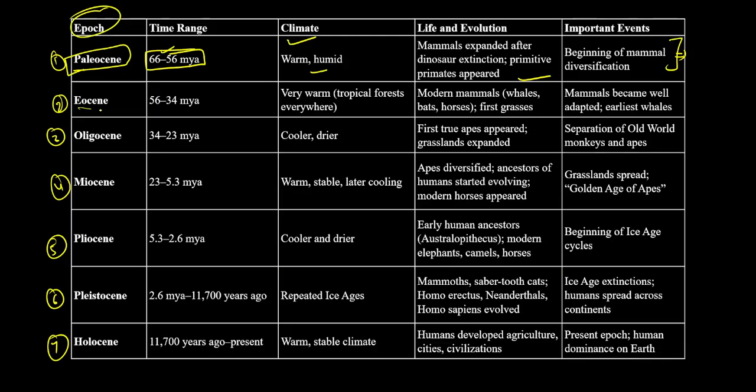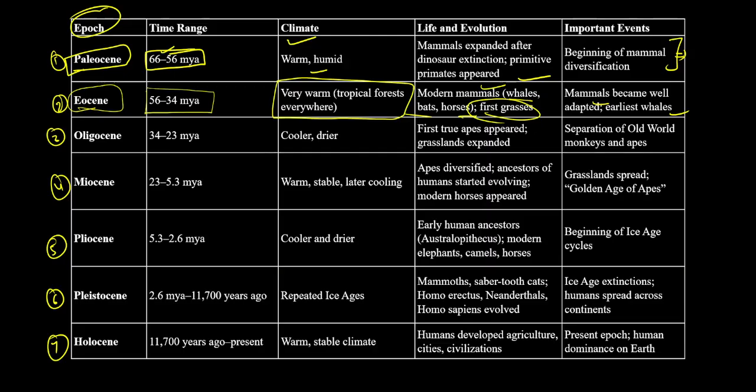Then the Eocene occurred 56 to 34 million years ago, and the climate was very warm. Modern mammals like whales, bats, and horses came into existence, and the first grasses appeared in this particular epoch. Mammals became well adapted, and the earliest whales arose in this epoch.